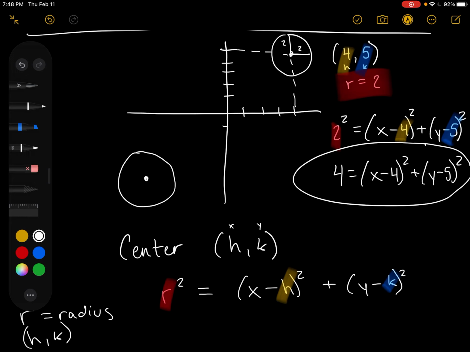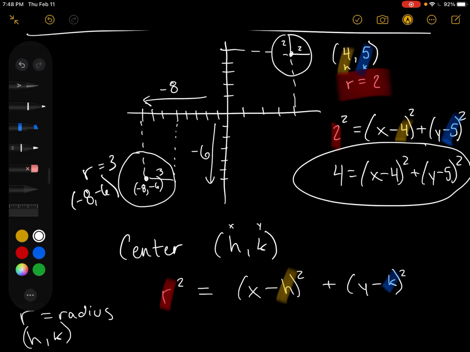To do a second one here, it looks like this one is to the left by 8, and then it looks like we go down by, again, just estimating here, about 6. So our h comma k for this one is negative 8 to the left, 6 down. Let's see if we can measure about what our radius is here. That's about 1, 2, 3. So about 3 over in all directions, up, down, left, or right. So radius here is 3. Our center is negative 8 comma negative 6.